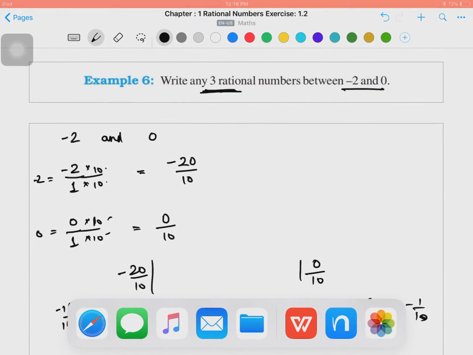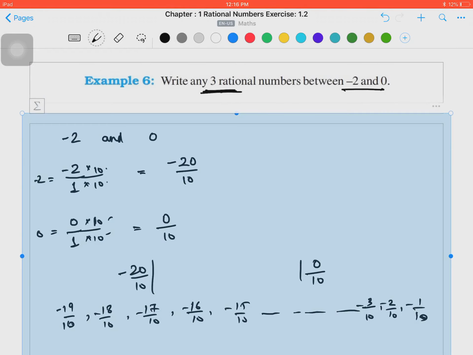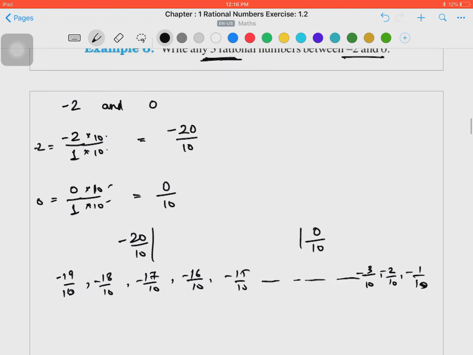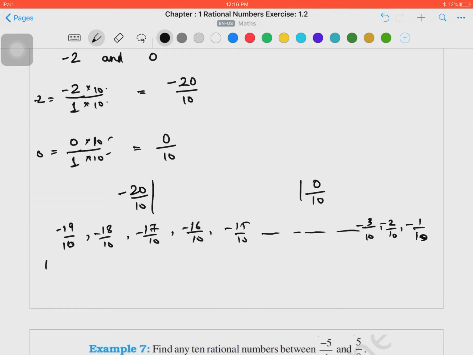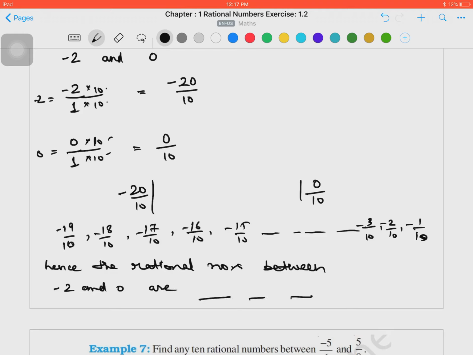These are a few numbers between -2 and 0. Hence, the rational numbers between the given numbers -2 and 0 are: you can write any three numbers out of the numbers that we have found here. That will be your answer, any of the numbers given here.